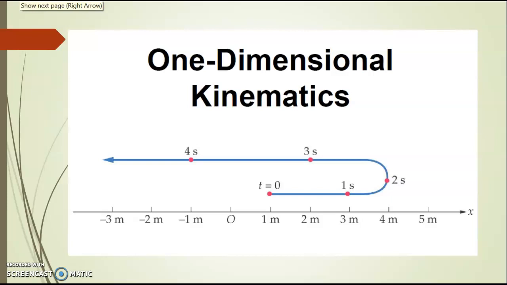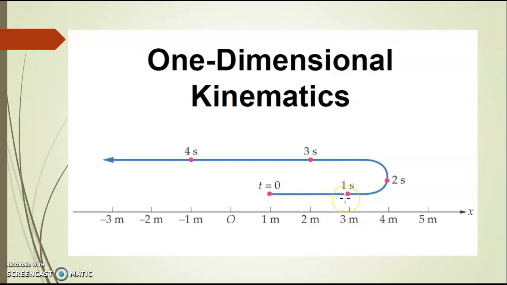One-dimensional kinematics. This is a perfect example. The starting point, as you can see, is from here. Okay, and the particle moved, okay, to the positive x direction. Within 1 second, it moved from 1 meter to 3 meters. Okay, therefore, the displacement from 0 to 1 second is 2 meters going east.